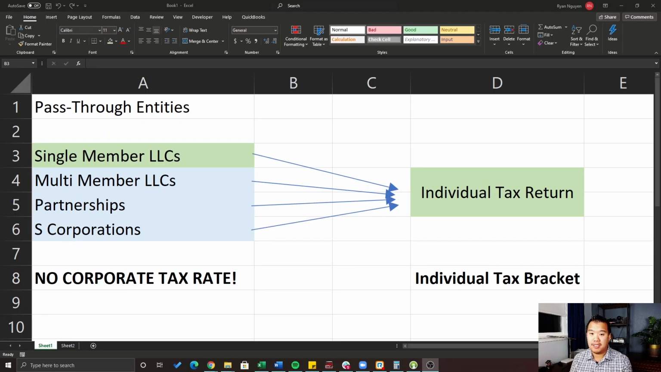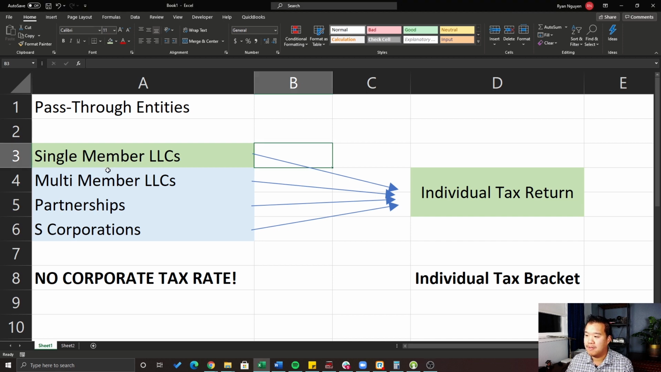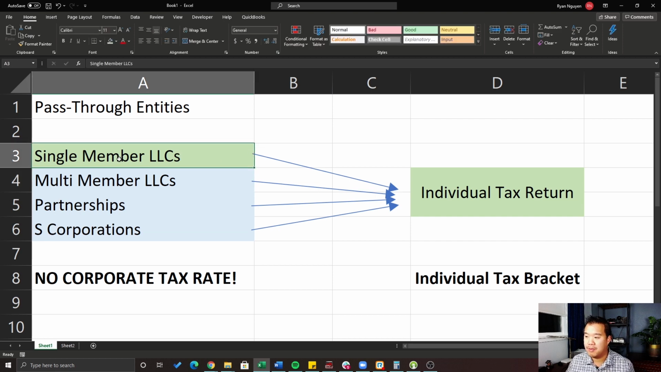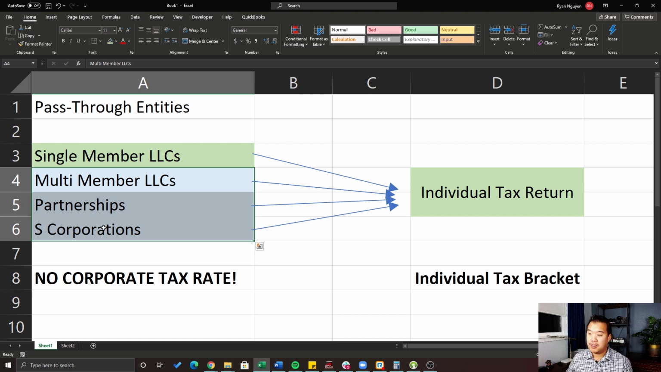Before we dive in, I want to clarify some things with corporate taxes. In order to first understand corporate taxes, you have to understand the difference between pass-through entities and not. If you're a business owner, you may have one of these structures on the left: single-member LLCs, multi-member LLCs, partnerships, and S corporations. The entities in blue will file their own tax return, while the single-member LLC will file its tax return on the individual Schedule C. Although these entities file their own tax return, they do not pay taxes as an entity.